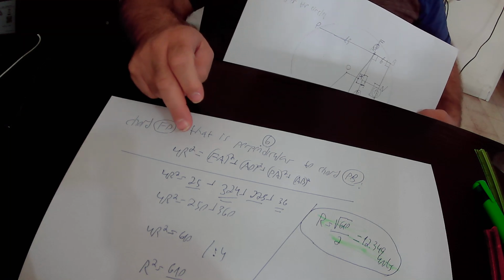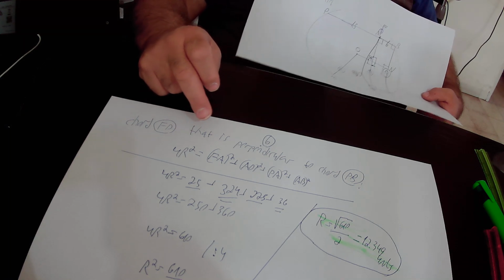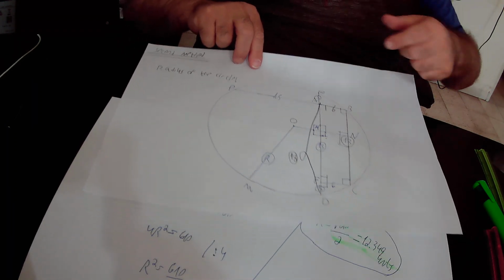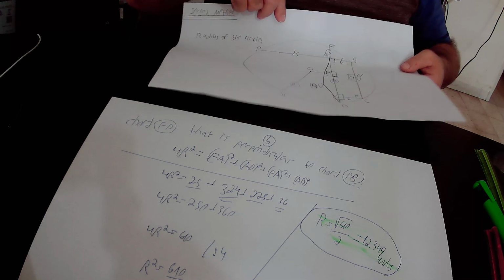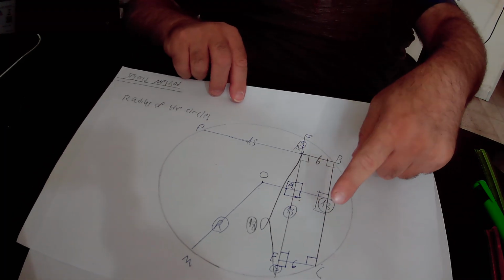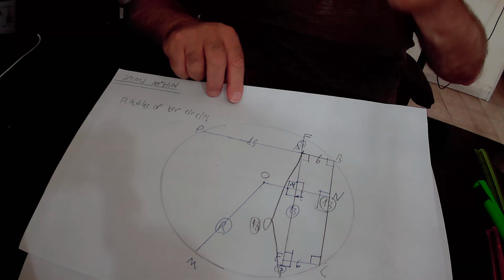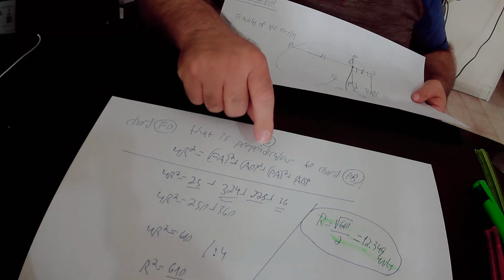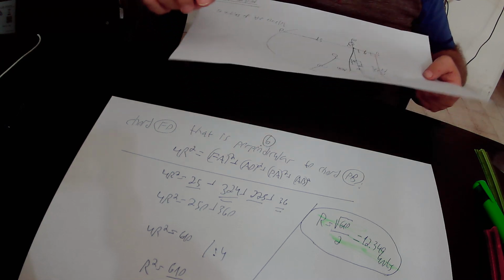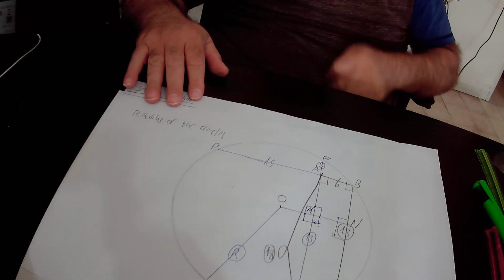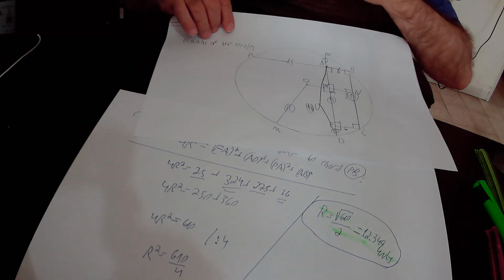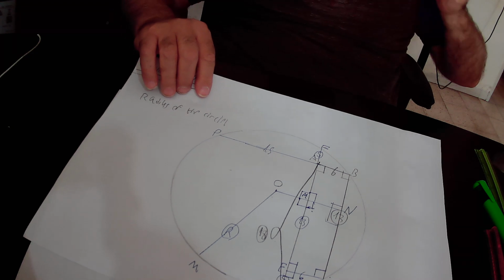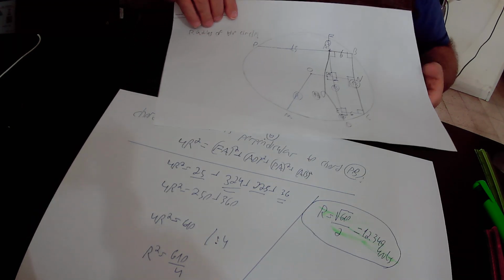So 4 times R squared, R is the radius of the circle, equals FA squared. FA equals 5, therefore FA squared equals 5 squared, that is 25, plus AD squared. AD equals 18, therefore AD squared equals 18 squared, that is 324, plus PA squared. PA equals 15, therefore PA squared equals 15 squared, that is 225, plus AB squared. AB equals 6 units, therefore AB squared equals 6 squared, that is 36.